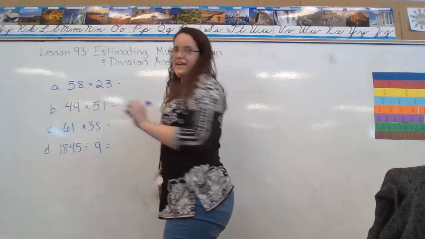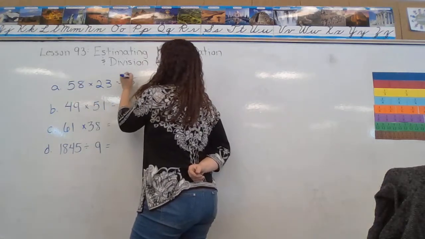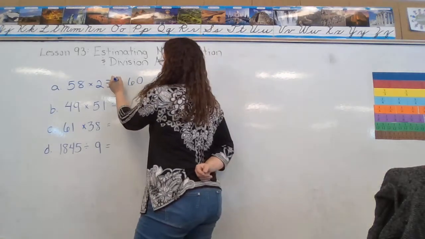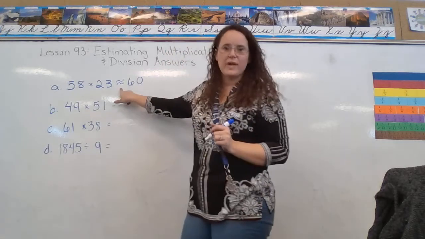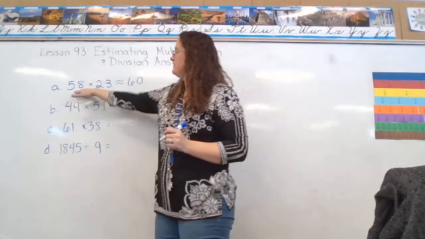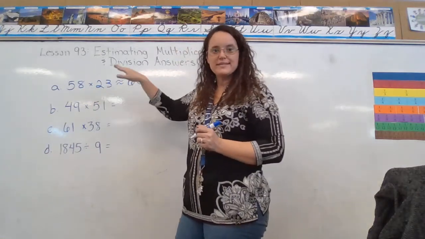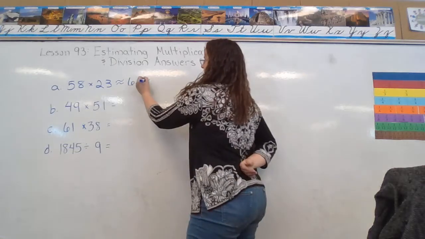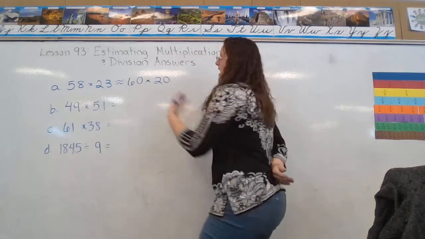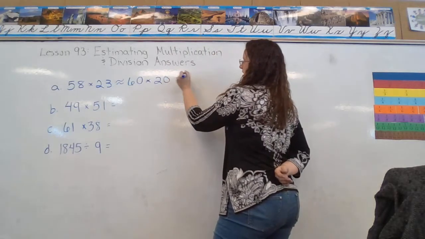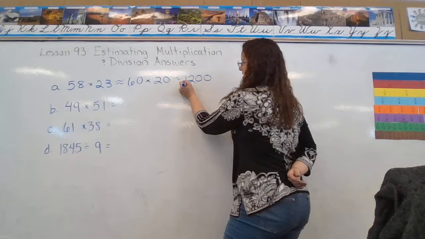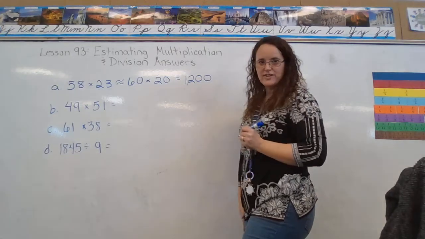All right, here we're going to round 58 to 60. And you know what? Instead of having an equal sign there, I'm going to teach you some new notation. If I make a squiggly equal sign, that means approximately. So 58 times 23 is approximately equal to 60 times 20. See how I rounded each of my numbers? And then 6 times 2 is 12. And I have 2 zeros, so I need 2 zeros in my answer for 1,200.